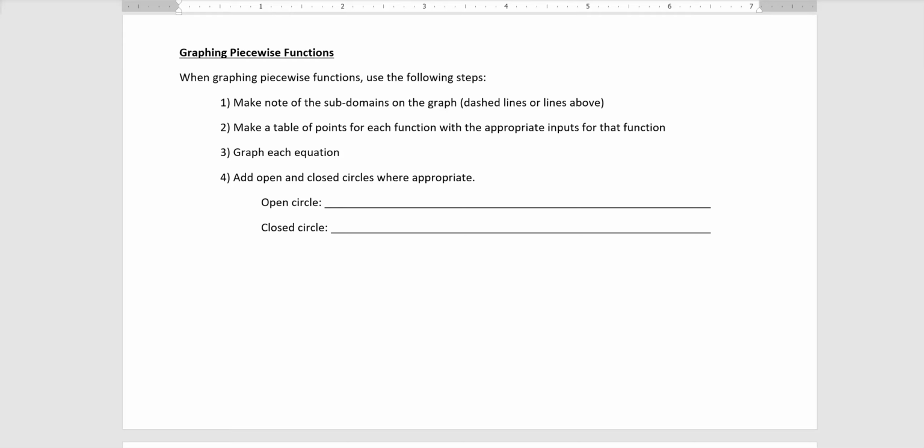Remember, an open circle will be used when the subdomain has strictly less than or strictly greater than inequality signs. We'll use closed circles when the subdomain has the greater than or equal to or less than or equal to signs. That will be when we use our closed circles.